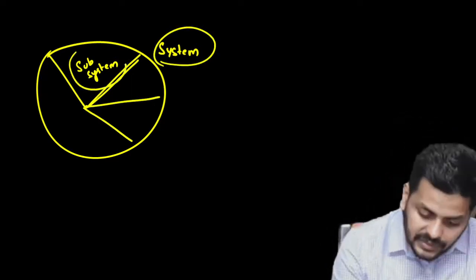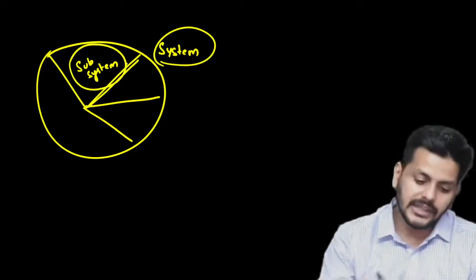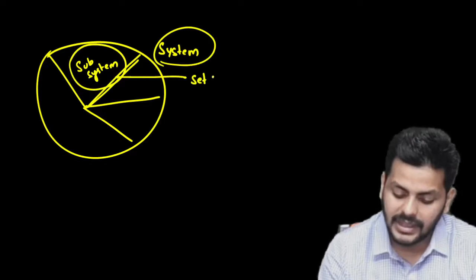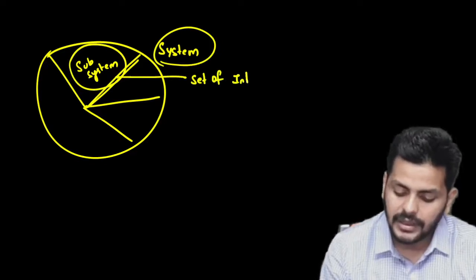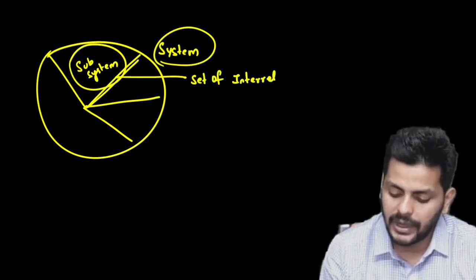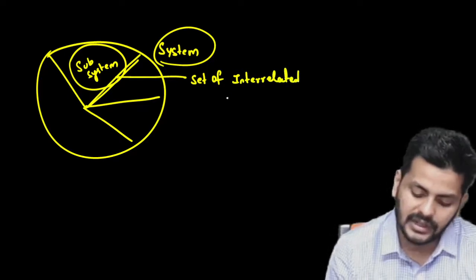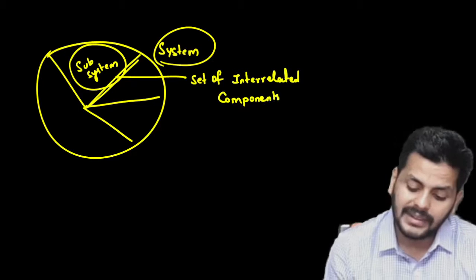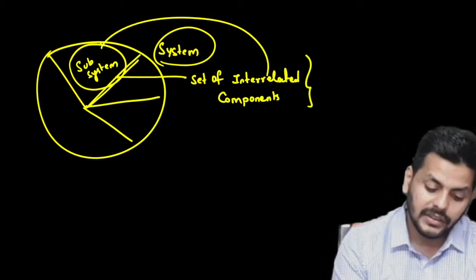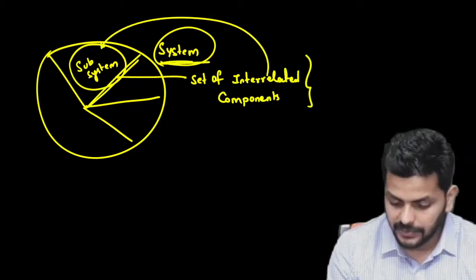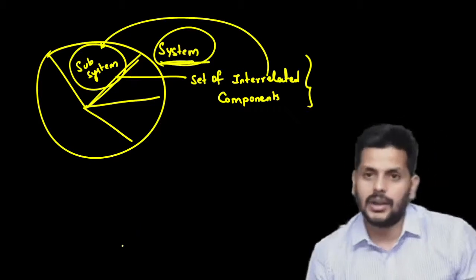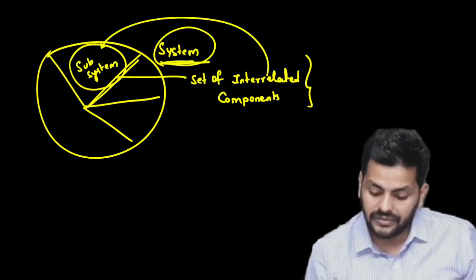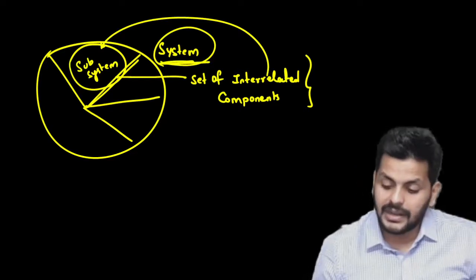Now this subsystem alone can be viewed as a set of interrelated components. But on their own, will they fulfill something? Yes. But is it the whole idea? No. System is a broader idea. So that is the slight difference between system and subsystem. I hope you understood what this difference is between system and subsystem.